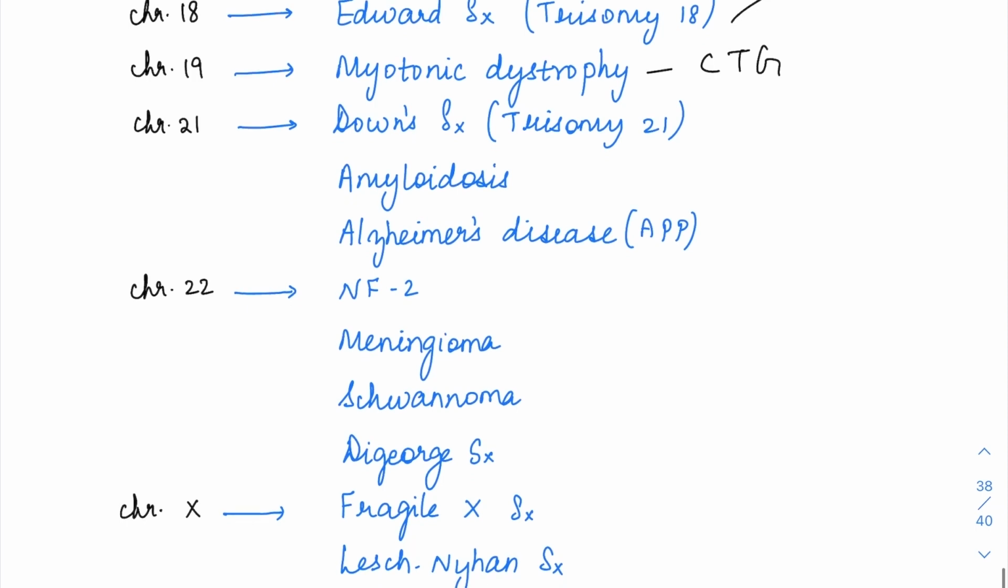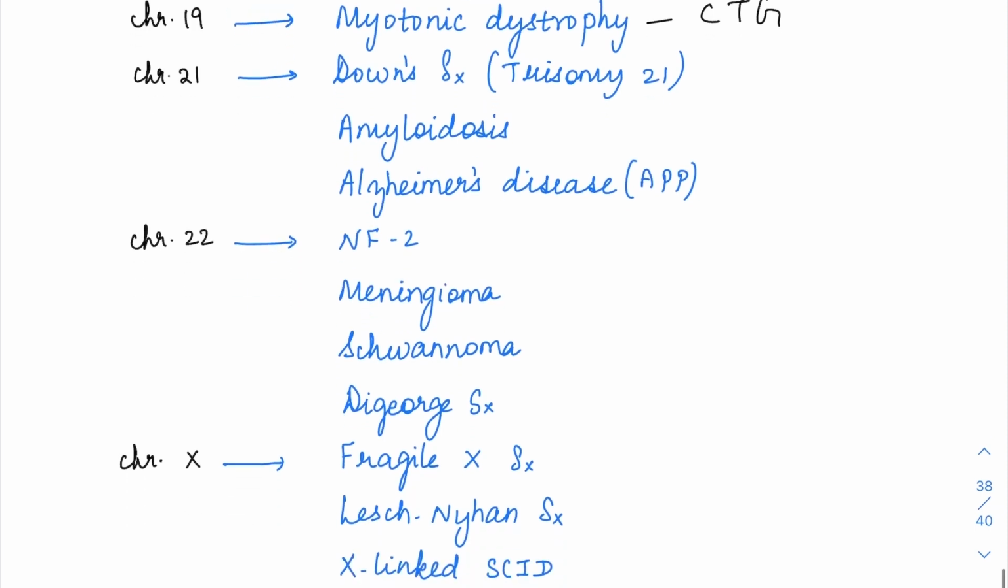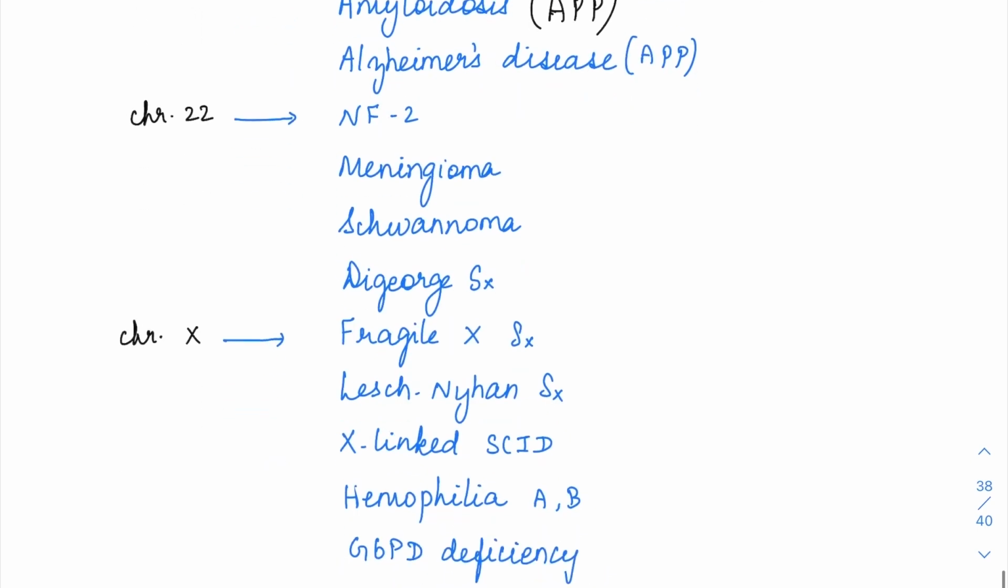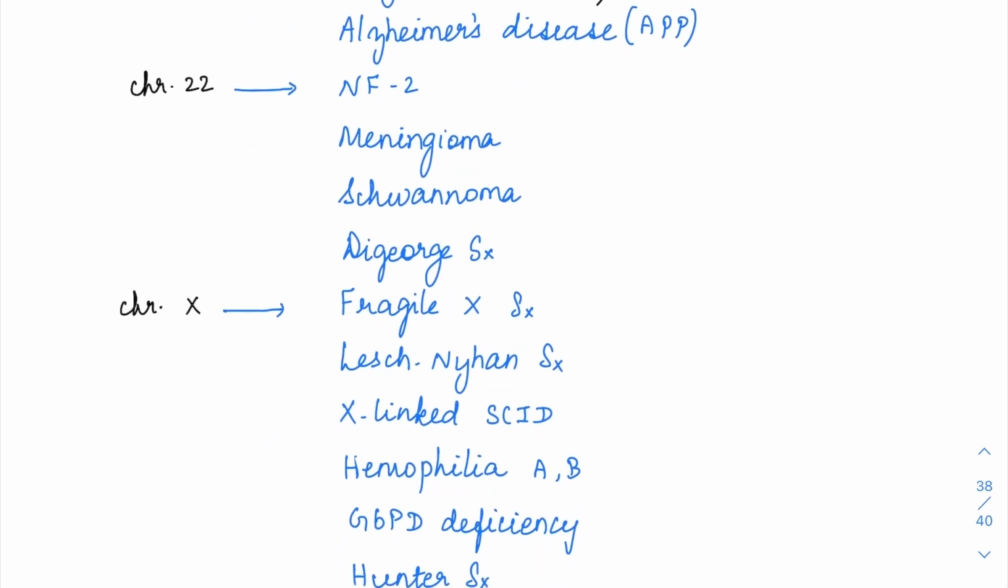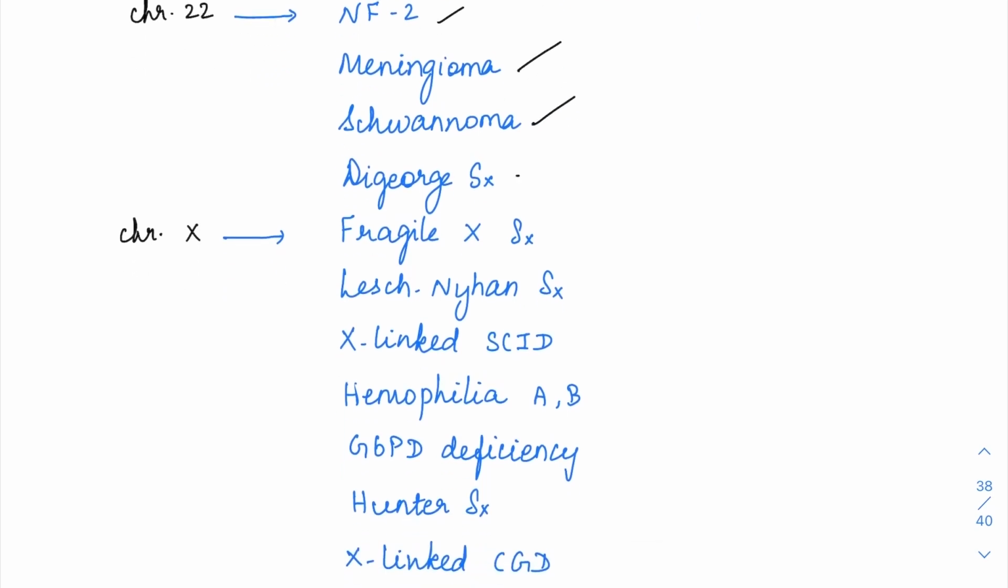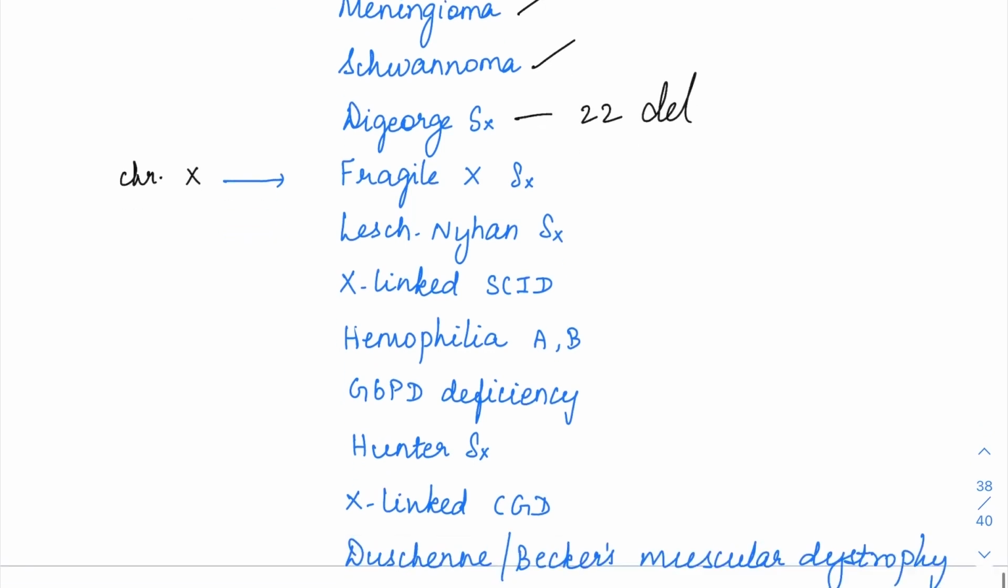Chromosome 21, Down syndrome, obviously, trisomy 21. Then Down syndrome, we saw APP gene, right? Amyloid precursor protein. So Alzheimer's is again amyloid precursor protein. So all of these three are related with the chromosome 21. Chromosome 22, again NF2. So NF2 was associated with two cancers mainly, right? Meningioma and schwannoma. And another thing is DiGeorge syndrome, in which we are going to see 22 deletion. DiGeorge syndrome was the one we saw catch-22 mnemonic, right?